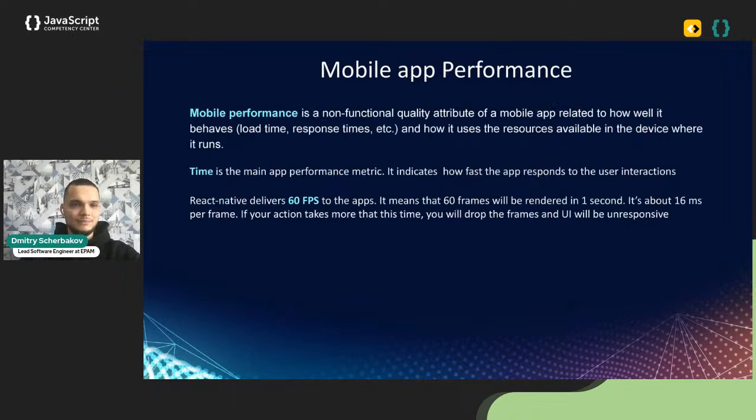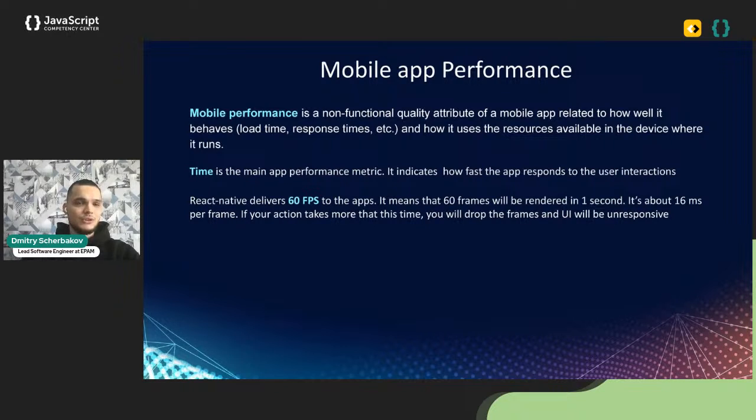Well, let's move on. So what is mobile performance? Mobile performance is a non-functional quality attribute of a mobile app related to how well it behaves and how it uses the resources available in the device where it runs. When it comes to how well it behaves, it contains metrics like load time and response time, and they are connected with different fields of performance. When we are talking about performance, from my point of view, time is the main performance metric. Only time indicates how fast the app responds to user interactions.